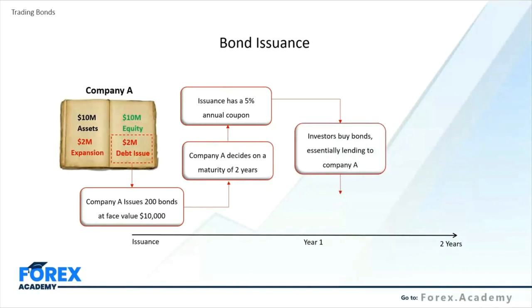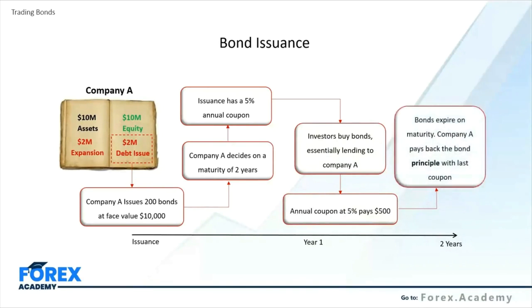Investors therefore look to the markets and look to buy these bonds, essentially lending to Company A. The annual coupon at 5% pays $500 annually, and the bonds expire on maturity. Company A pays back the bond principal with the last coupon on year 2.